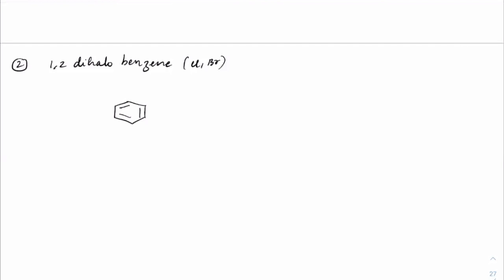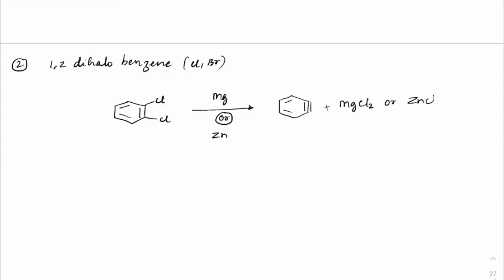If you see benzene with chlorine here and chlorine here, you react that with metals like magnesium or zinc. Both these metals are electron donating species. They will donate electrons and make bonds with this chlorine. So we would have generation of the benzyne form here plus MgCl2 or ZnCl2 formation.